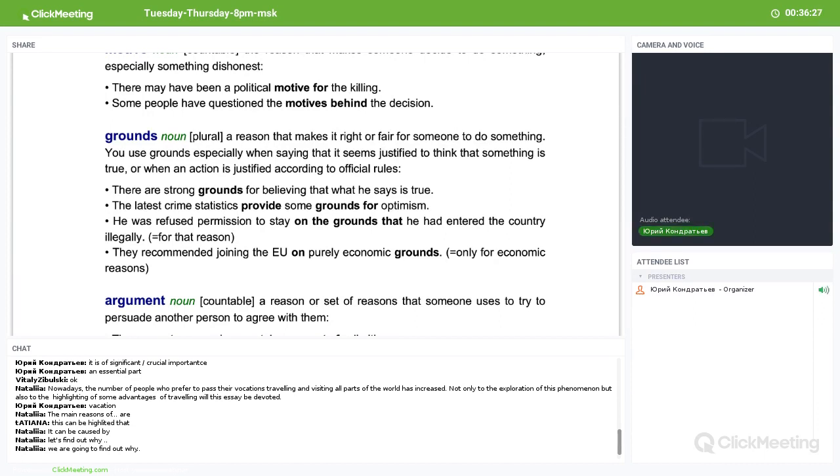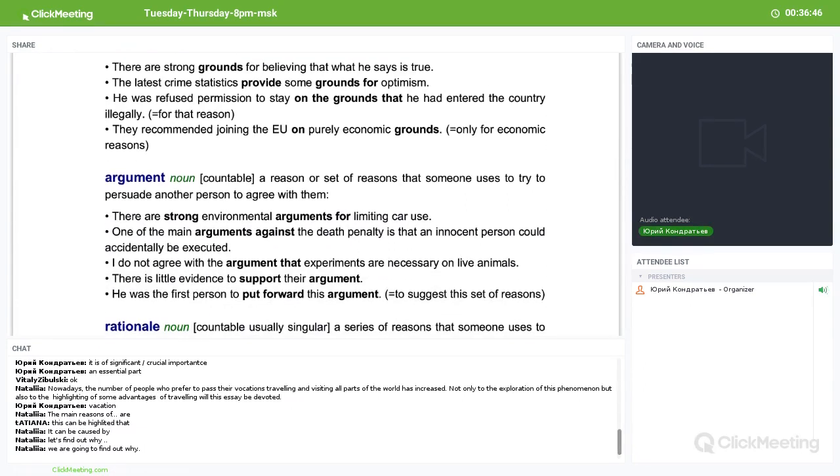Okay, for the reason that, on the grounds that. Or they recommended joining the EU on purely economic grounds, only for economic reasons. Okay, so each time you express a reason, either in your speaking or in your writing, you use a different word each time. Argument can be used as a reason.